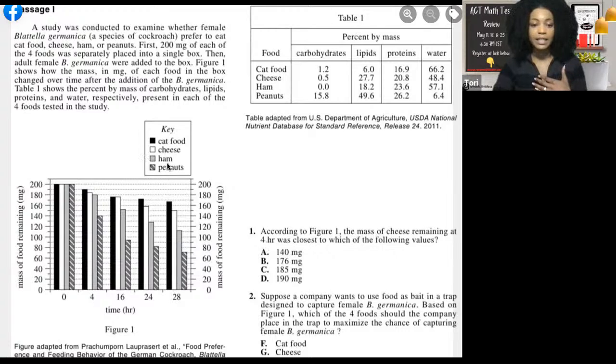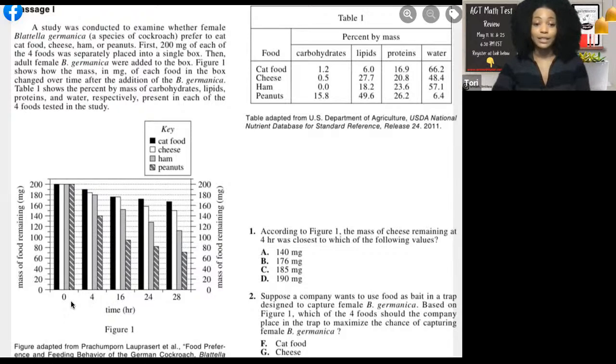Okay, so we have a key here. We've got cat food, cheese, ham, and peanuts. They asked us specifically about cheese, so we know we're going to be looking for the bar that's just open, like the white bar with nothing shaded in, no pattern, no stripes, no nothing. It's just the open white bar for cheese, okay? And we can see on the y-axis is a mass of food remaining, and that's labeled on both sides. And on our x-axis, we have the time in hours.